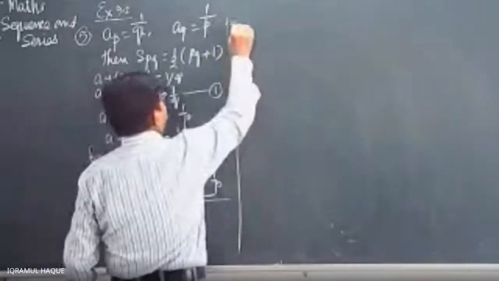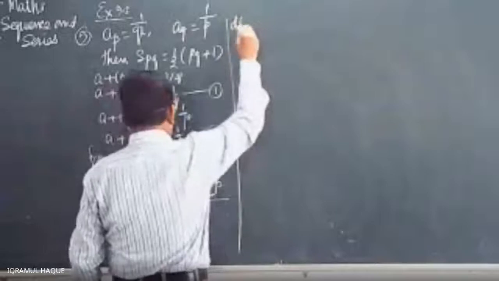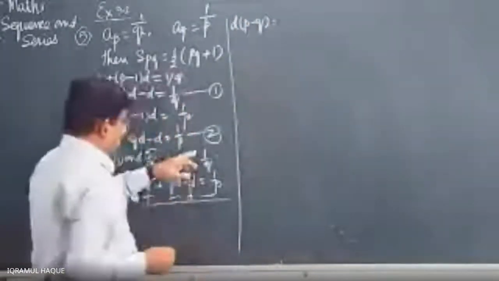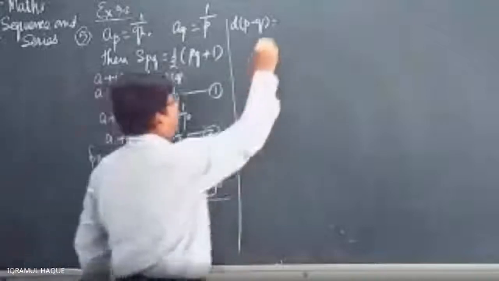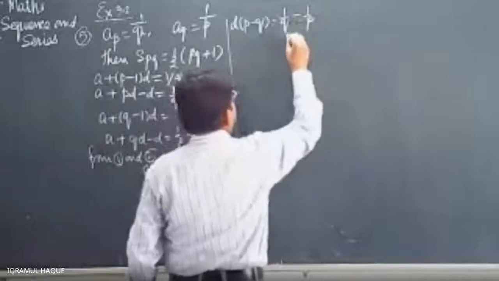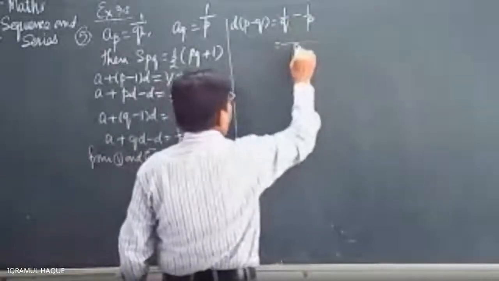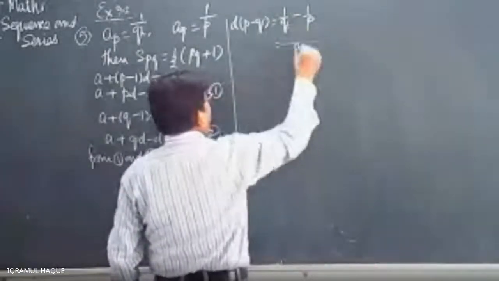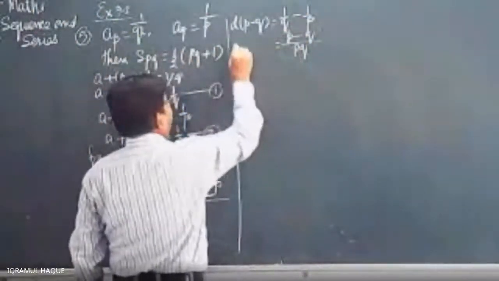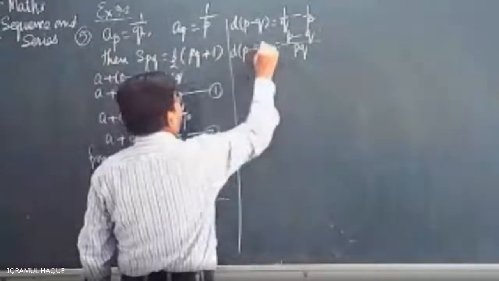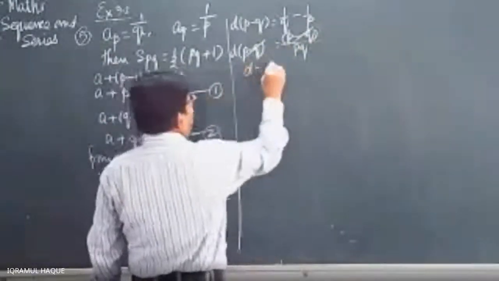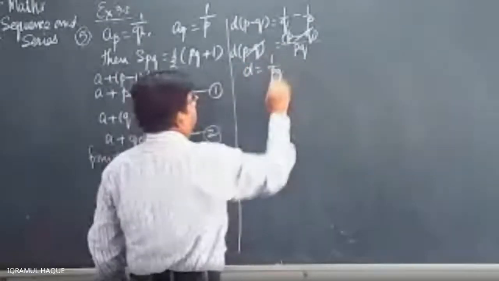See, so we have D times (P minus Q) on one side, and here 1 upon Q minus 1 upon P. Its LCM is PQ. See, Q and Q cancel, we have P minus Q. And here we have D times (P minus Q). This P minus Q will go. So D is equal to 1 upon PQ.